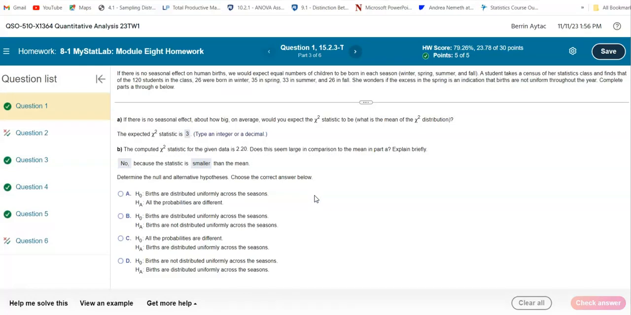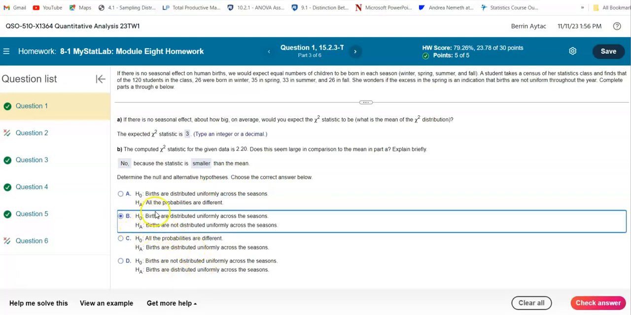Determine the null and alternative hypotheses. We should look for something along the lines of: births are uniformly distributed, equally distributed, versus births are not uniformly distributed. So when we look, B seems plausible. Births are distributed uniformly across the seasons. Births are not distributed uniformly across the seasons.